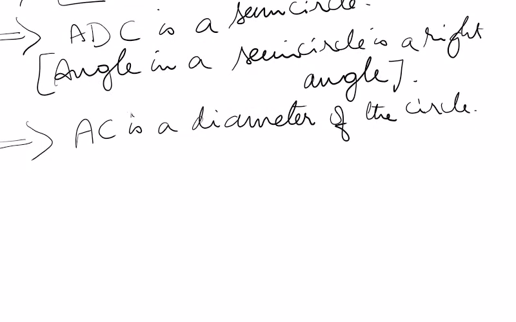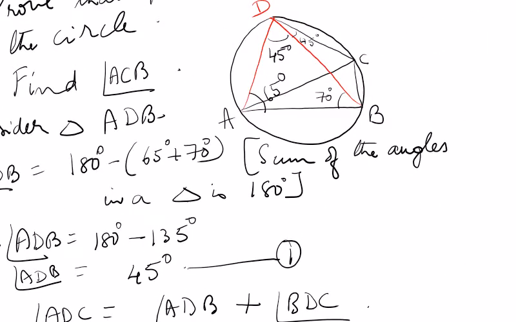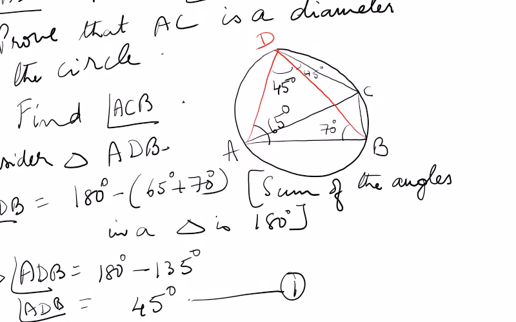Now we have to find angle ACB. What is the second question? Now observe carefully. That is why, for your understanding only, I have drawn angle ADB in red. Can you see angle ADB and angle ACB? Both are angles in the same segment, the segment made into major segment and minor segment by the chord AB. So angle ACB also will be 45 degrees because of the theorem: angles in the same segment are equal.